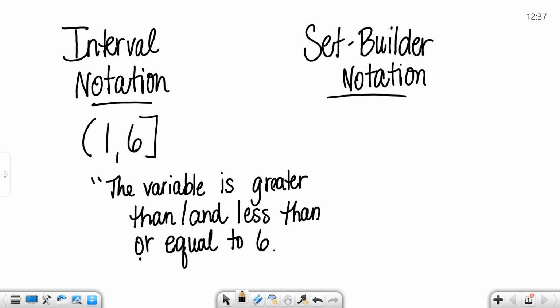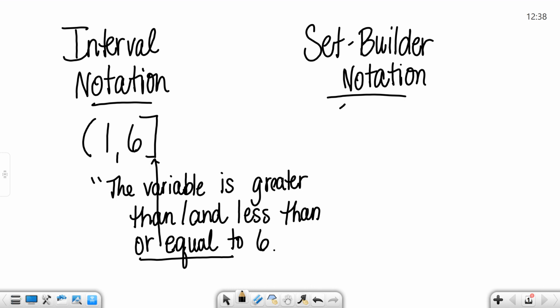Now, notice that I used the or equal to when I got over here to 6. That's because of the bracket. The bracket says that it can equal 6. Notice I put the small number and then the large number, 1 and then 6. And since it doesn't equal 1, I had to use a parenthesis.